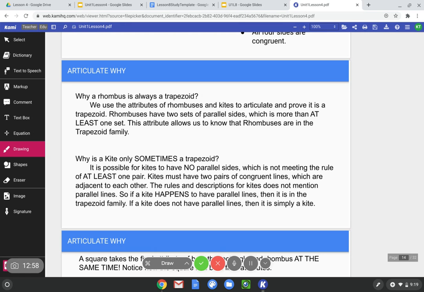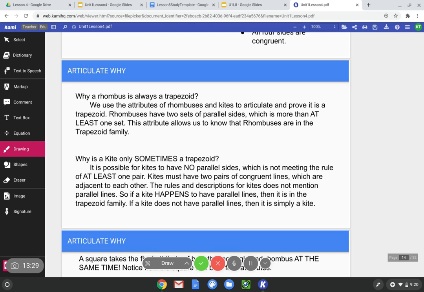But why is a kite only sometimes a trapezoid? Well, it's possible for kites to have no parallel sides, which is not meeting the rule for at least 1 pair. Kites must have 2 pairs of congruent lines, meaning that kites must have 2 pairs of lines that are equal in length, and they are adjacent to each other. The rules and descriptions for kites do not mention parallel lines.